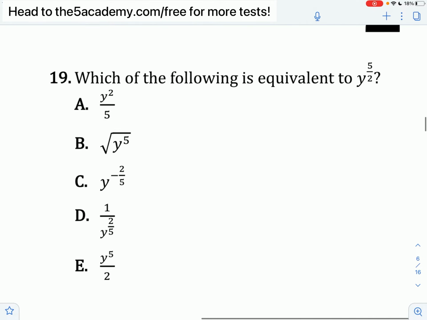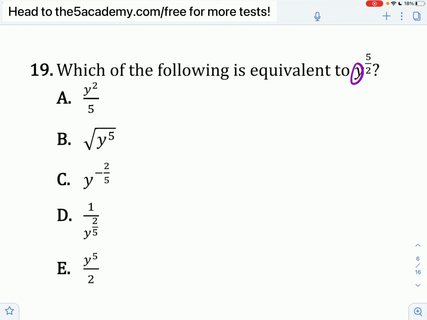Which of the following is equivalent to y raised to the 5 over 2? So we have to essentially know our properties of exponents here. So y to the second divided by 5. This is not quite it, because just dividing by 5 is going to be equal to 1 over 5 times y to the second. So this is wrong. E is wrong for the same reason.